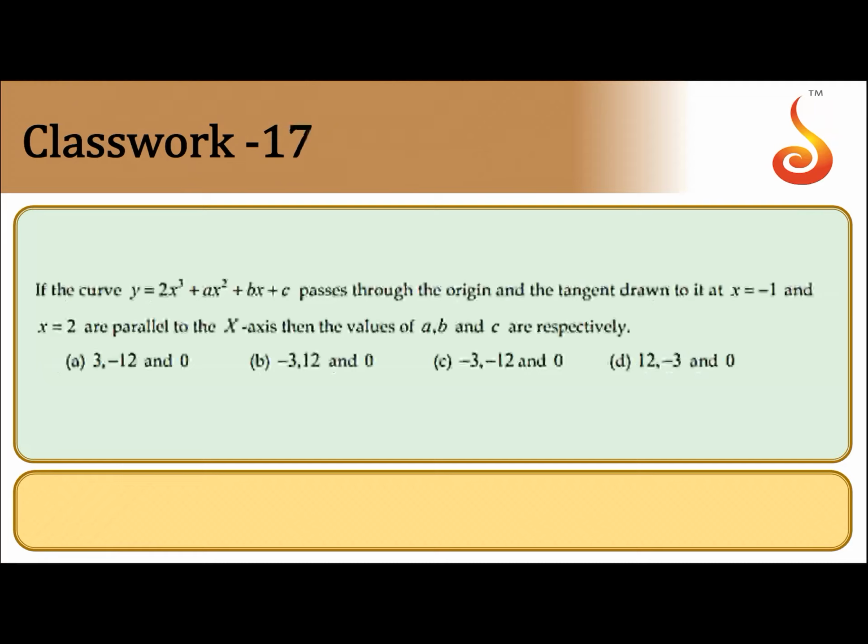Next one. The curve is given to you which is passing through the origin. That means the origin satisfies this one, definitely c is 0. And the tangent is drawn to it at x equals to minus 1 and x equals to 2. Definitely minus 1 and 2 are the points on the curve, and at those points the tangents are drawn which are parallel to the x-axis, means the slope is equal to 0. Okay, let me take up y is equals to 2x cube.